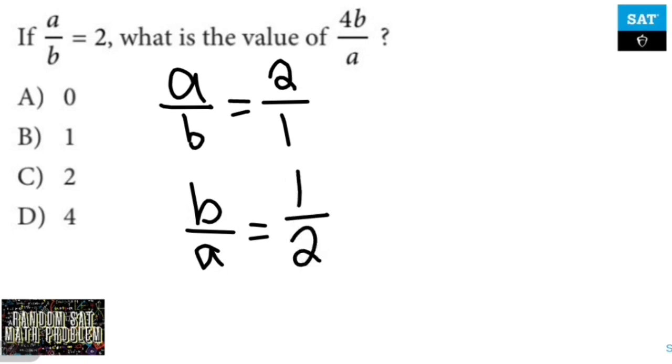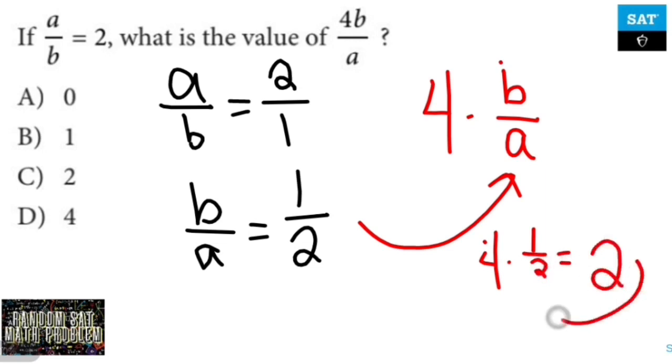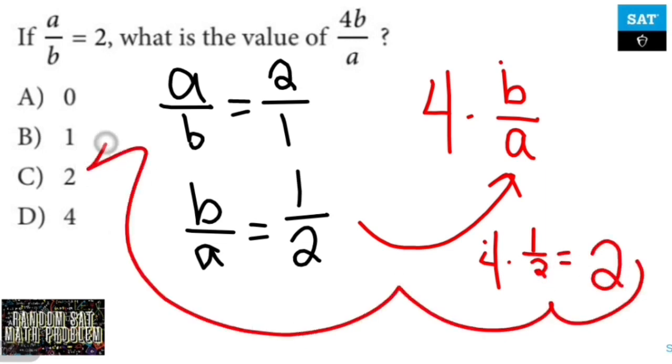Now what I can do is rewrite this guy over here as 4 times b over a. What's b over a? Well, I've just found that out. It's a half. So 4 times a half is going to equal 2. That guy.